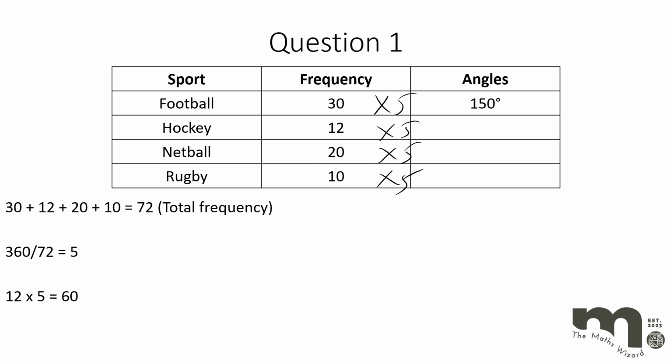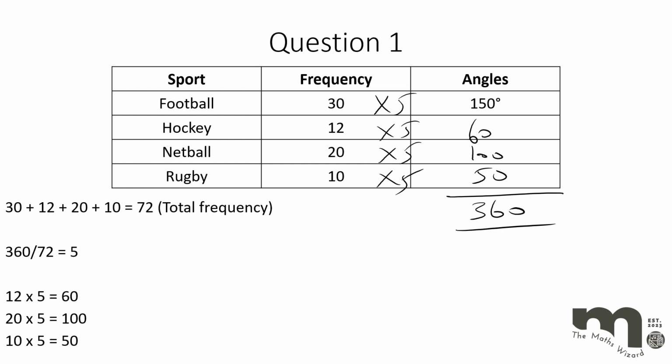So we already know 30 times 5 is 150 because it tells you in the table. So 12 times 5 is 60, 20 times 5 is 100, 10 times 5 is 50. So we can pop these in the frequency table if you like. And if you want to check that you've done this correctly, if you add all of that together, it will make 360. Remember, because it's a circle, the angles have always got to add up to 360.